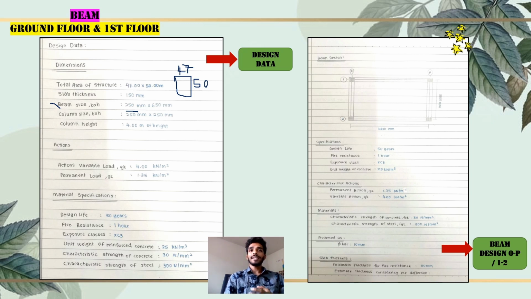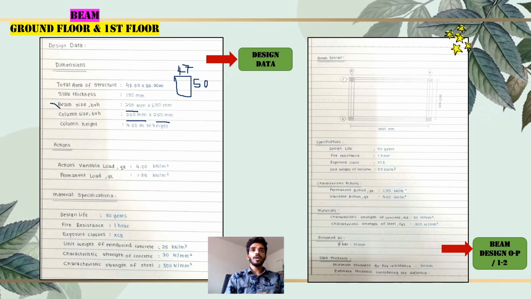Now we can see clearly the column size, which is also B times H, and we can simplify it as 250 millimeters times 250 millimeters, which is the square column that we have. The very last criterion under the dimensions is the column height. The column height given is 4.00 meters in the plan accordingly.